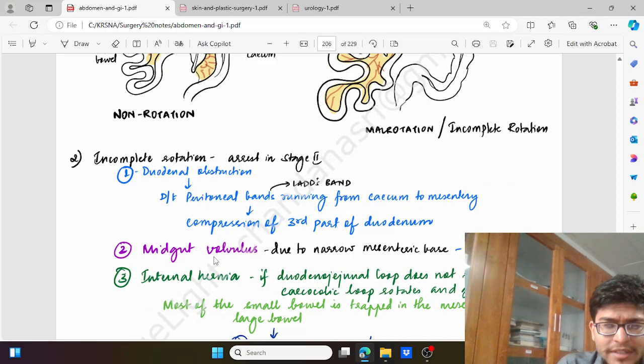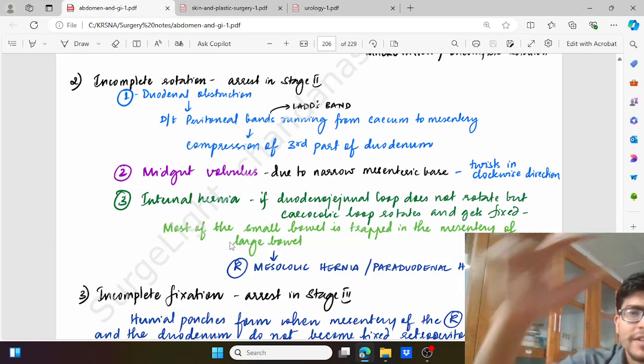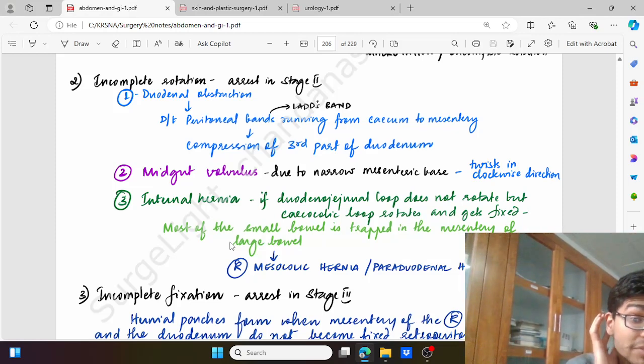The other disorder that can happen is midgut volvulus, due to a narrow mesentery at the base, causing a twist in the clockwise direction. And lastly, the internal hernia: if the duodenojejunal loop, that is the cranial limb, does not rotate, but the cecocolic loop rotates and gets fixed, then most of the small bowel is trapped in the mesentery of the large bowel. This causes a right mesocolic hernia, or right paraduodenal hernia.